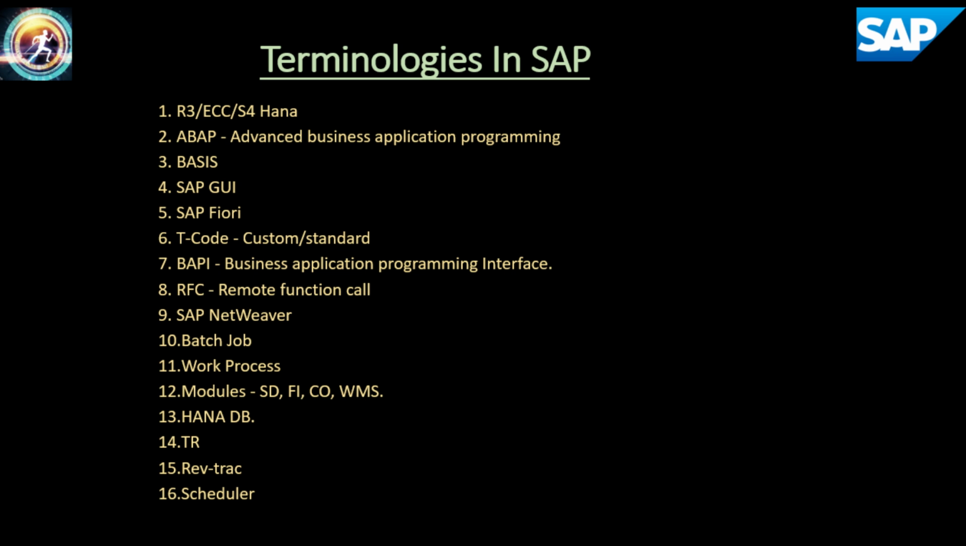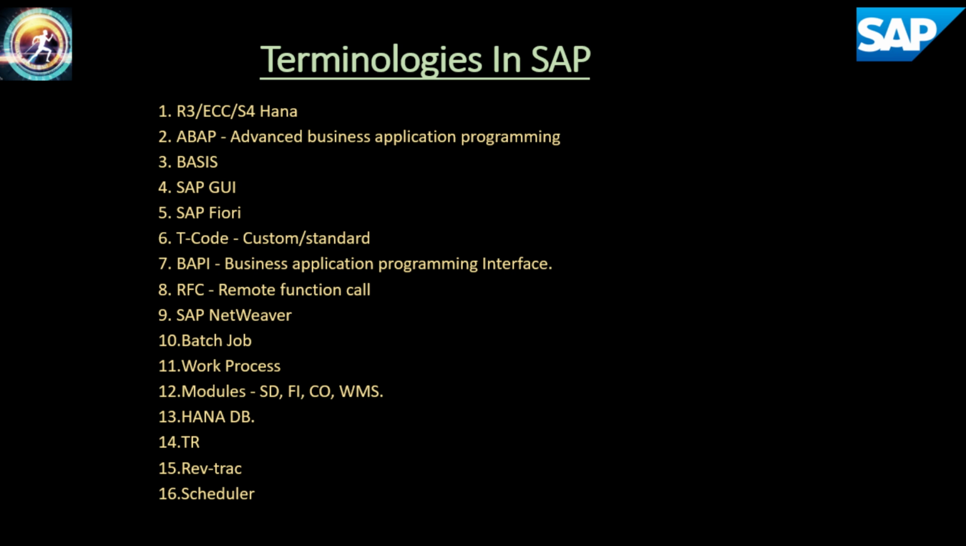These are some of the most commonly used terminologies in the SAP world. Okay, so let's start exploring this in this session. Number 1, R3, ECC and S4 HANA. I think I talked about this in the evolution. These are nothing but the older versions of SAP products.